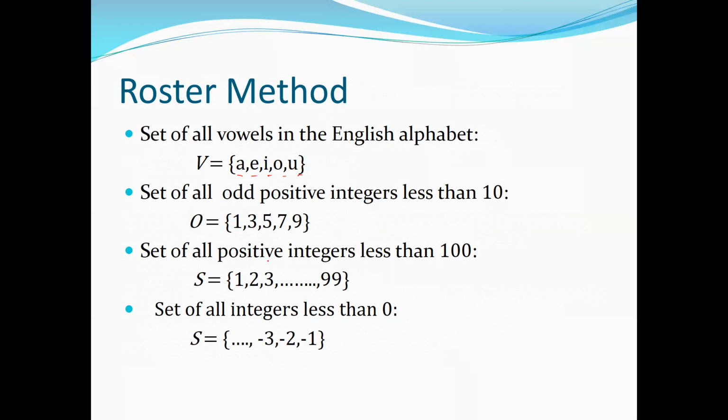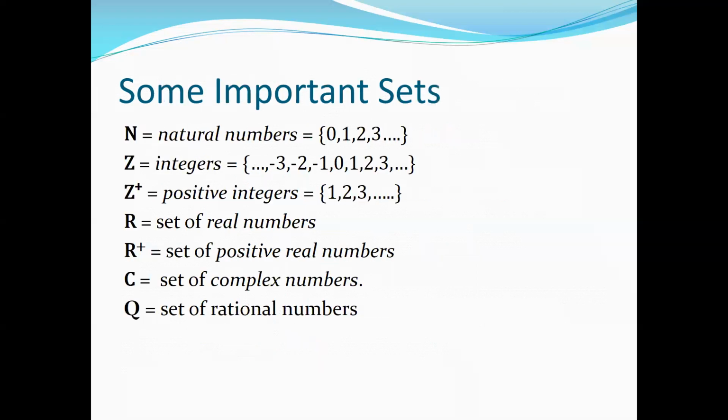The set of all positive integers less than 100, right? So 1, 2, 3 up to 99. This is another set example using the roster method. The set of all integers less than 0: that means starting from, we don't know where, infinitely, until -1, right? So that's the set of all negative integers, the integers less than 0.